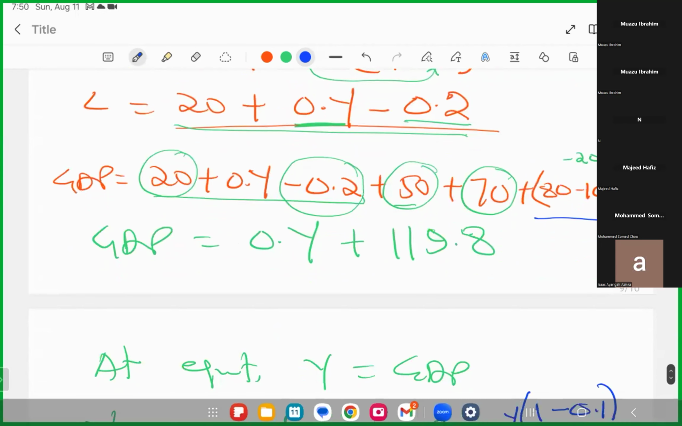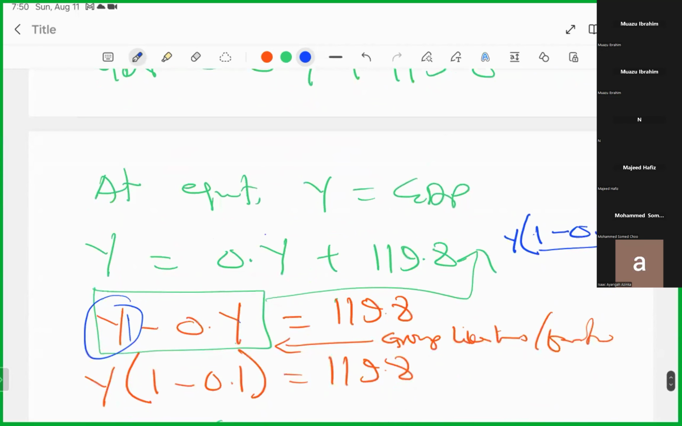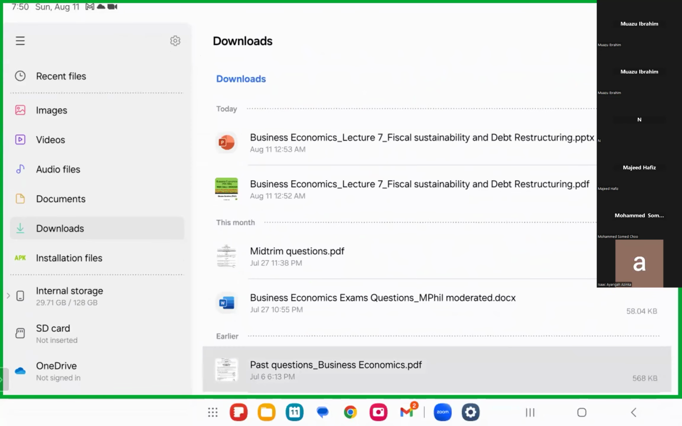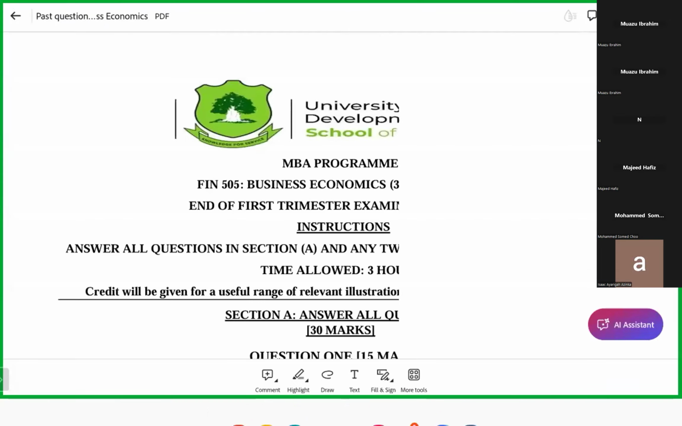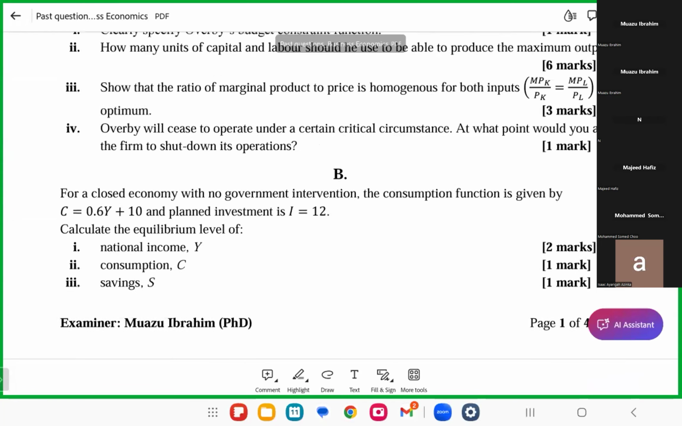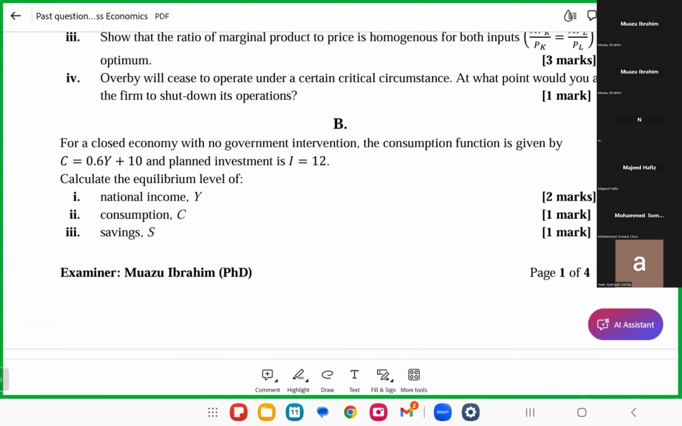So let me see whether I have this past question where this thing came. Excellent. So last year there was a question on this. So look at this question, the B part.